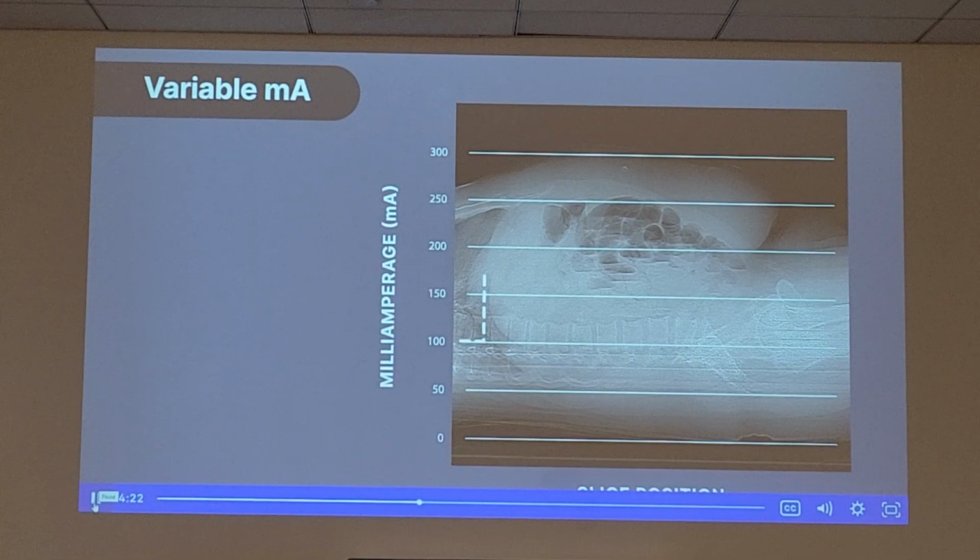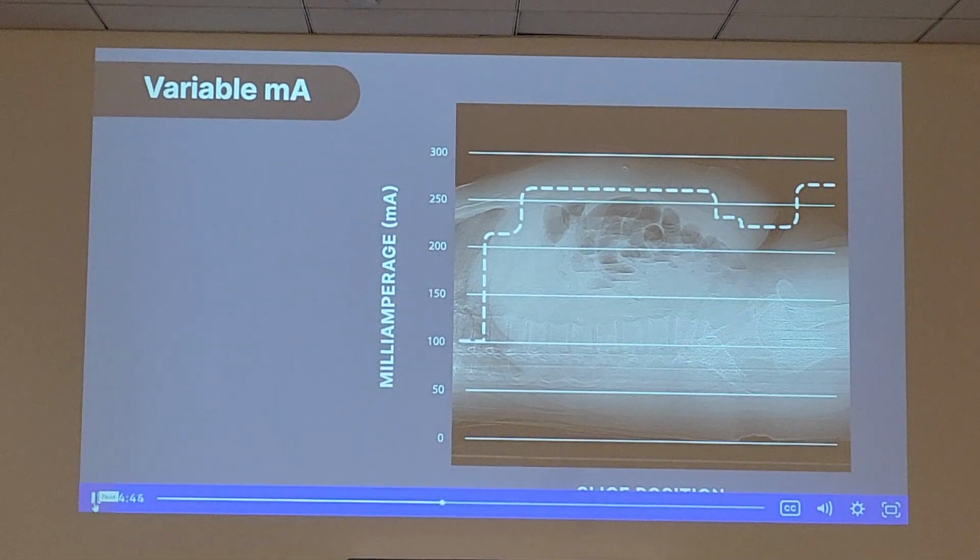But this image is actually overlaid with that dotted line that shows us the MA setting that's going to be used for that section during the scan. And so the MA is actually lowest through the lung fields and highest through the central abdomen and the bony pelvis. This makes sense because the lungs have the lowest density and the abdomen and pelvis have the highest density.